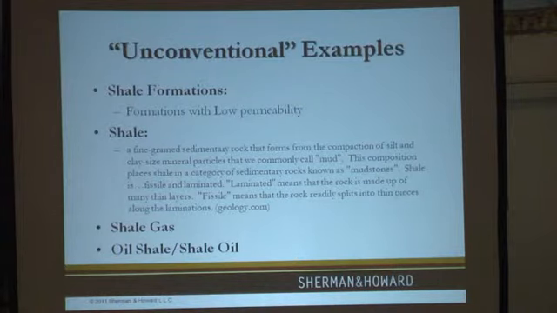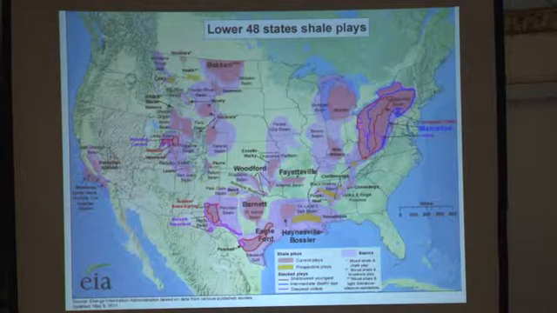Other examples of unconventional reservoirs are shale reservoirs. This is what's really getting the focus right now. The Bakken is a shale, Marcellus shale, Eagle Ford shale. There's several in Texas, Louisiana, Oklahoma. In Pennsylvania and Ohio, it's the Marcellus and Utica, and North Dakota is the shale play. And this is a map from the Energy Information Administration of the known shale plays. Unfortunately, South Dakota is not touched by a lot of that.